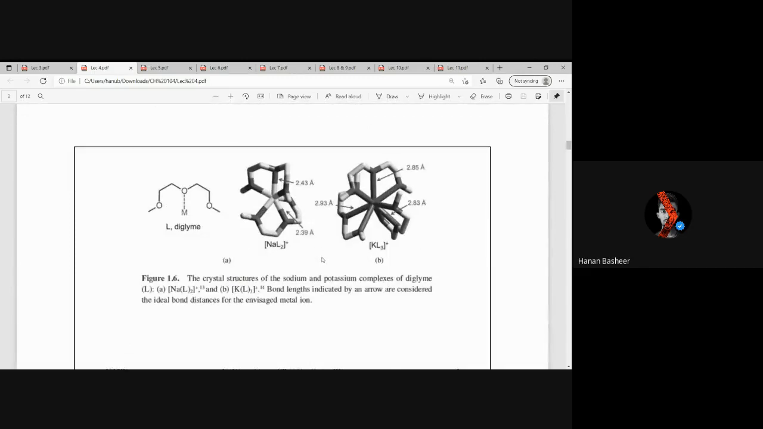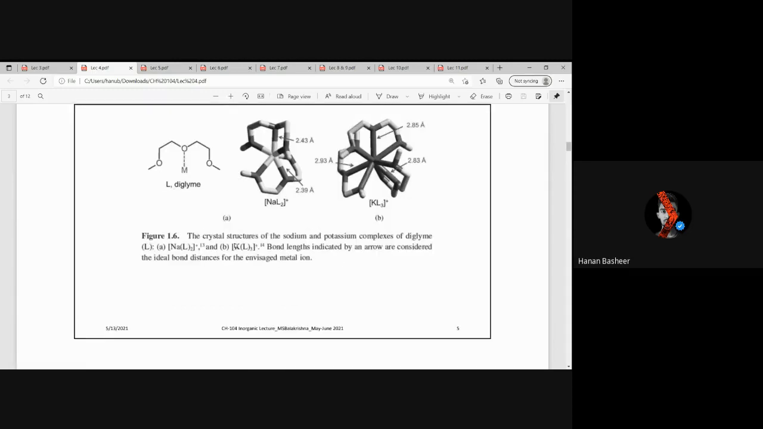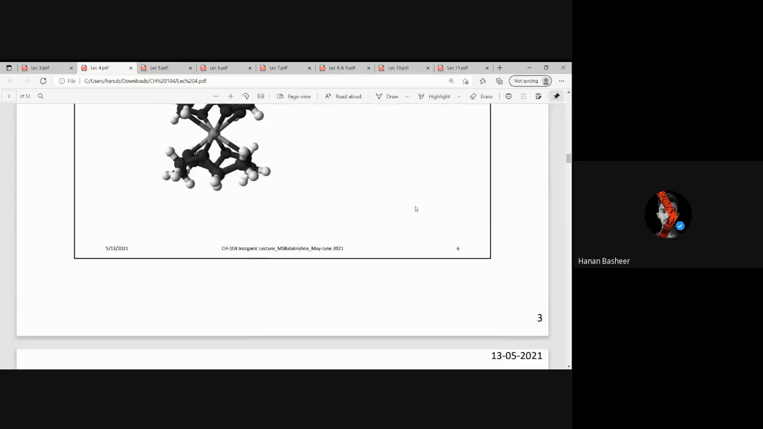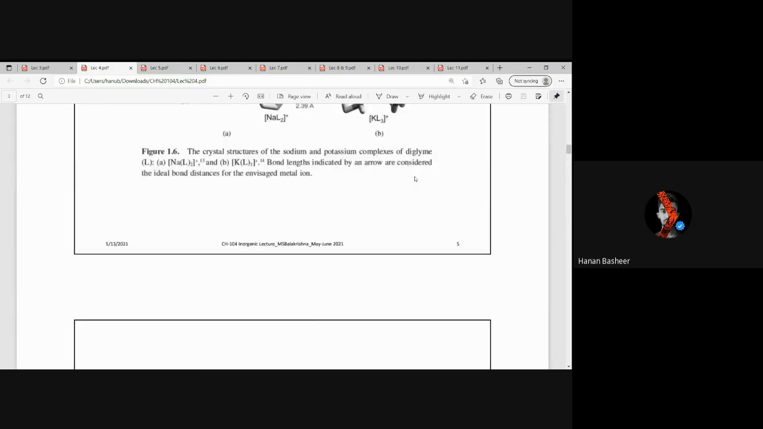Then this is diglyme, and this is NaL2+ and KL3+. Similarly, as I said, when this L coordinates with sodium from two sides, we get NaL2+, and when it coordinates with potassium from three sides, we get this KL3+. And these are the crystal structures of the complexes of diglyme.